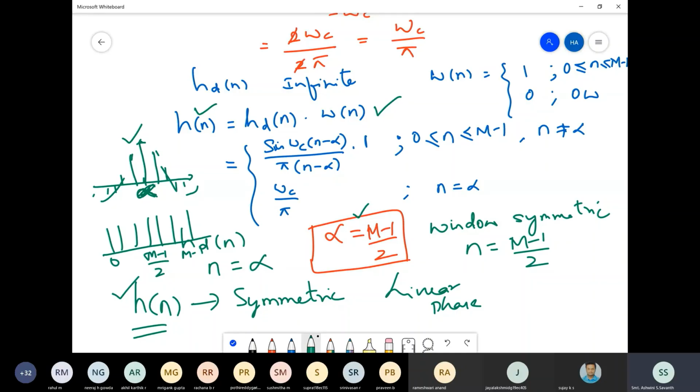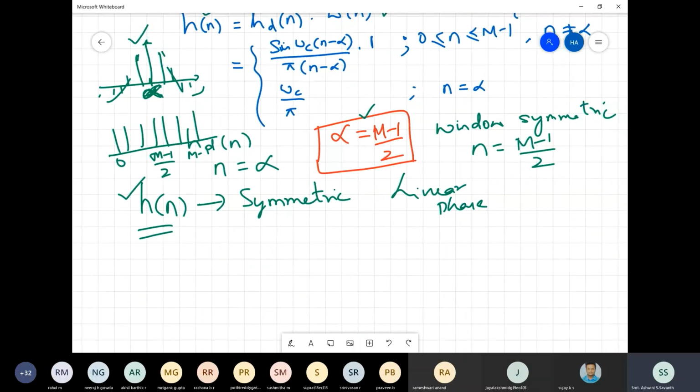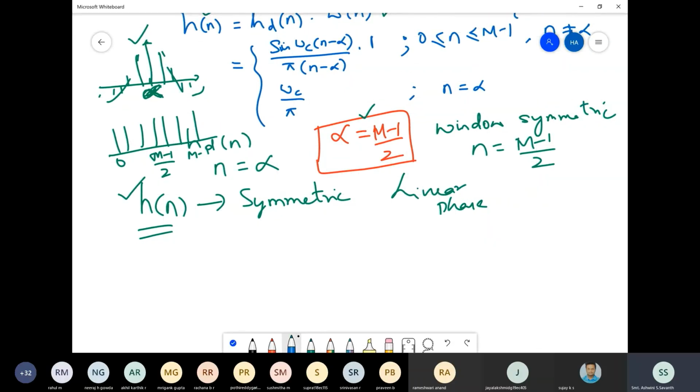How do you find out alpha? Using m. The next question is, how do you find out m? The order of the filter. How do you decide what should be the order of the filter? Now this depends on the stop band attenuation that is given to you. For different filters it is different. For an FIR filter, how you decide the value of m depends on the stop band attenuation of the filter that will be specified in the problem.